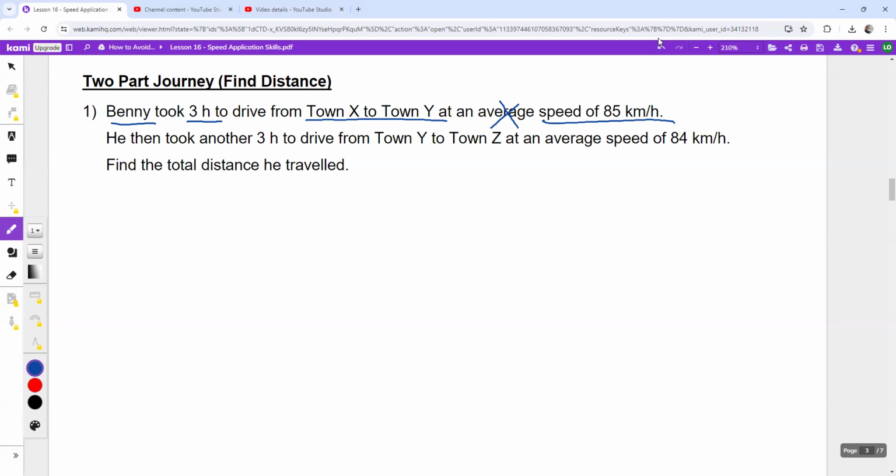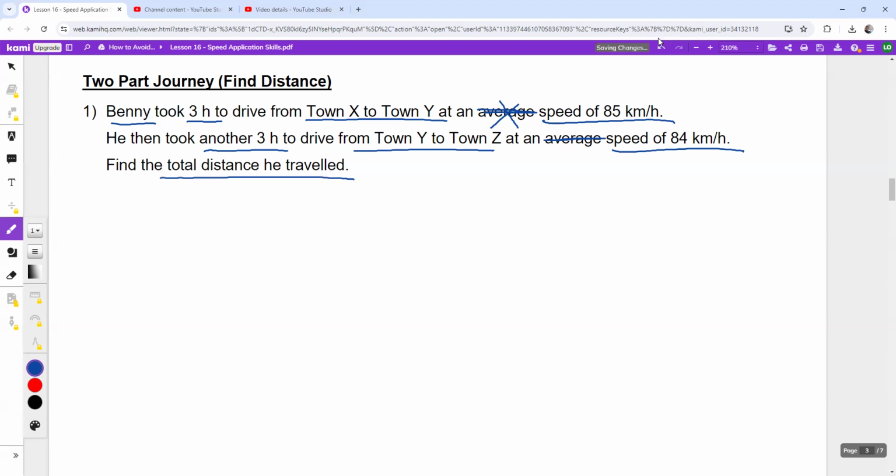Otherwise, we don't really have to look at this word. Benny took 3 hours to drive at a speed of 85 kilometers per hour, and then he took another 3 hours to drive from Y to Z at a speed of 84 kilometers per hour. So the word average, you can just ignore it, because it means that it is a constant speed. For this part of the journey, the speed never changes. So what's the total distance he traveled?